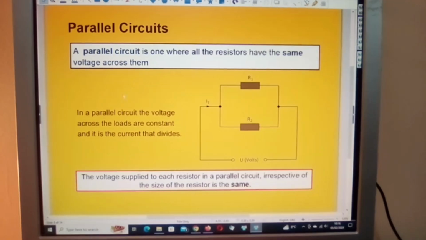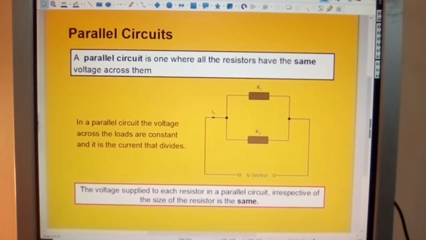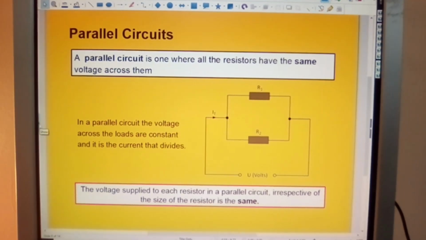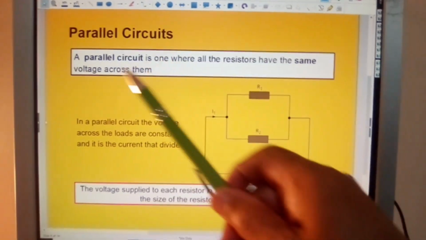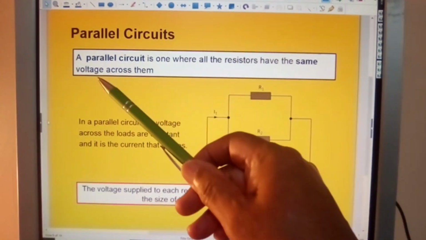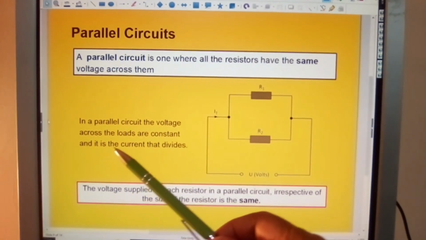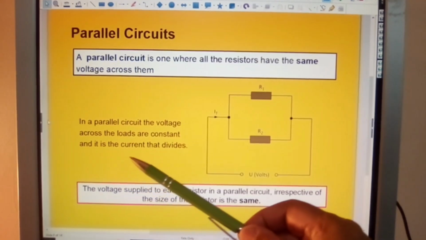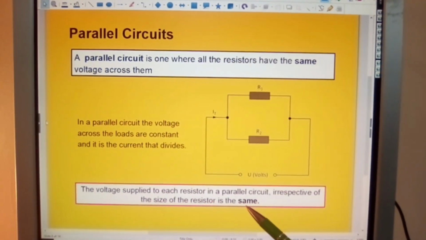Parallel circuit. You're familiar with this, so I don't need to spend too long talking to you on this. My apologies again. I have to assume that in your new parallel circuit, all resistors have the same voltage across them. In a parallel circuit, the voltage across the loads is constant, and it is the current that divides. Voltage applied to each resistor in a parallel circuit, irrespective of the size of the resistor, is the same.